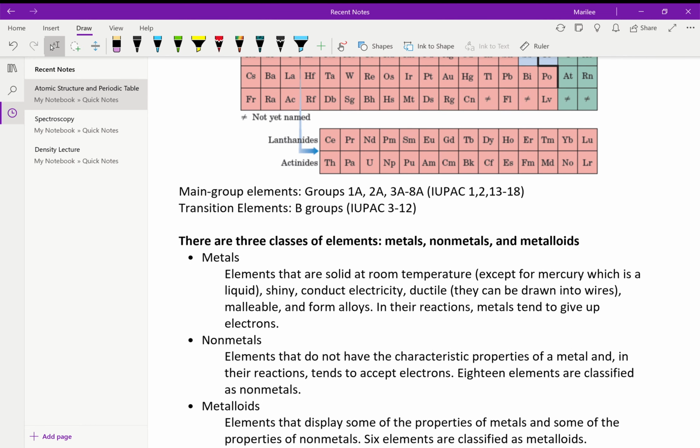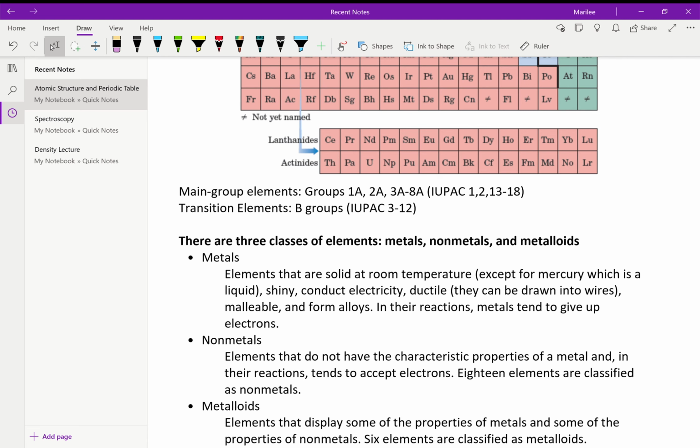Metals are elements that are solid at room temperature, except for mercury. Mercury is found liquid at room temperature. Metals are shiny, they conduct electricity, they're ductile, they can be drawn into wires. One other important thing to know about metals is that they give up electrons.